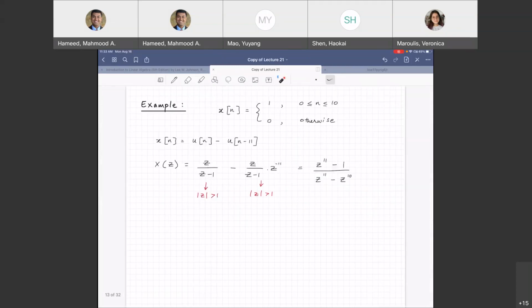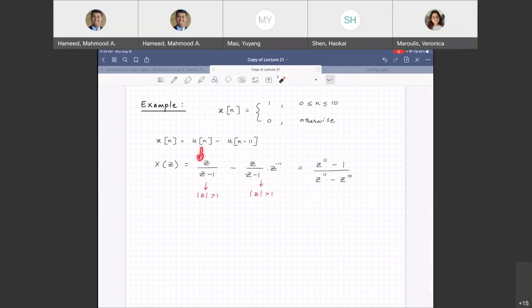All right. Let's do another example. Here we have a finite duration sequence. x of n is 1 between 0 and 10, and then it is 0 everywhere else. We first represent that using step sequences, u of n minus u of n minus 11. Remember, it doesn't stop at 10 like in continuous time. It stops at 11 because at 10 you have to subtract that element out.